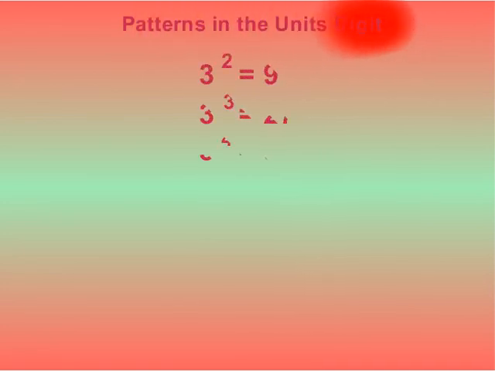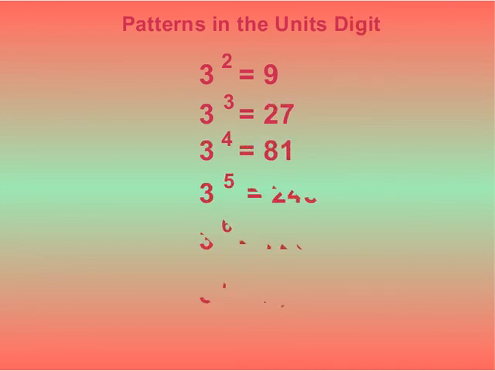And 2 isn't the only one that has a pattern. Actually, all the digits do. 3 squared is 9, 3 cubed is 27, 3 to the 4th is 81, 3 to the 5th is 243. So you can see that 3 goes 3, 9, 7, 1. That repeats indefinitely. When you raise a number that ends in 3, you're going to see this pattern in the units digit.